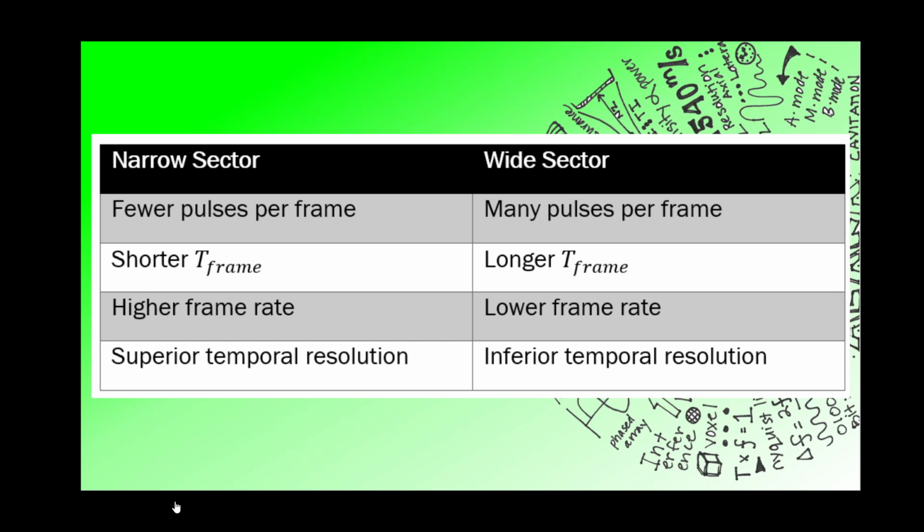So that could be a deterrent to having a narrow sector. Maybe we actually do need to see all of that anatomy. So that's a trade-off that you need to decide as the sonographer. The wide sector then will have more pulses per frame, creating a longer T-frame, which creates a lower frame rate and degrades our temporal resolution, but now we can see more anatomy.